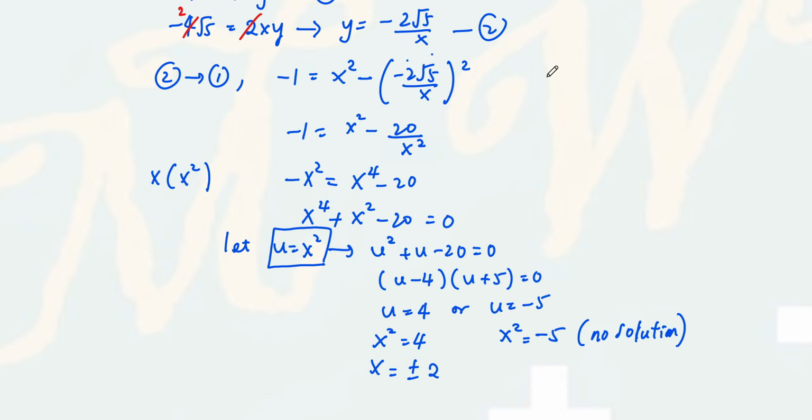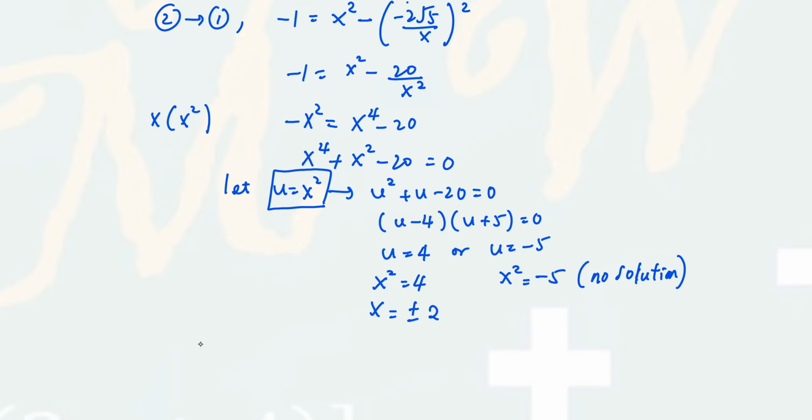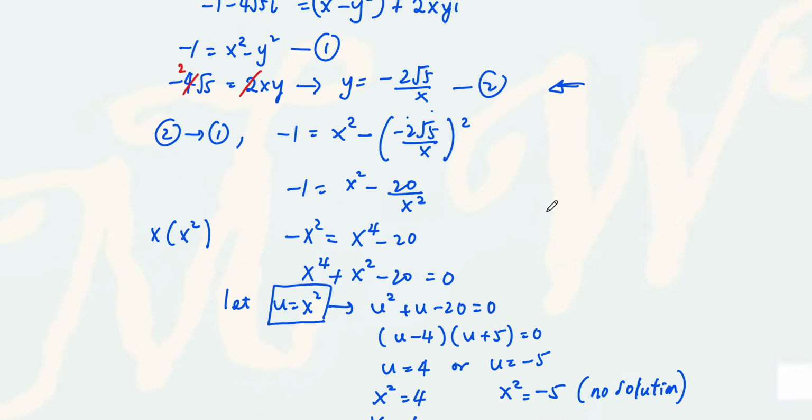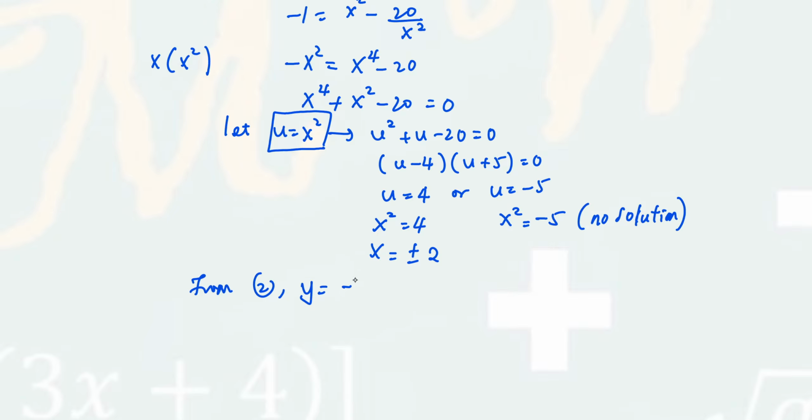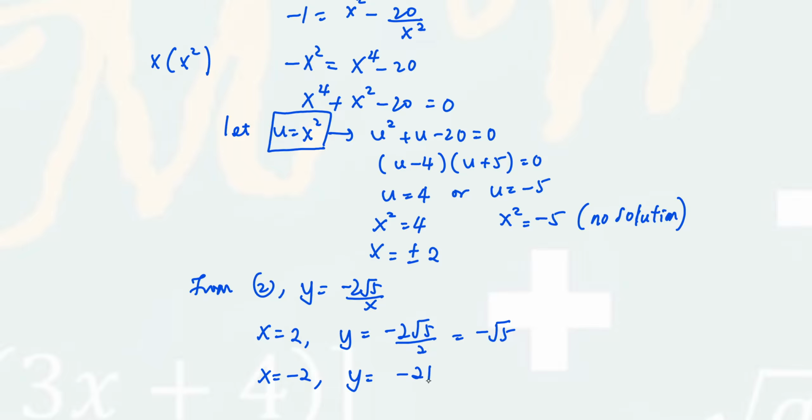So when I get x, now I need to substitute into my second equation to get my y. From the second equation, y is negative 2 root 5 over x. So when x equals positive 2, y is negative 2 root 5 over positive 2. That is minus square root 5. But when x equals negative 2, y is negative 2 root 5 over negative 2. That is positive square root 5.